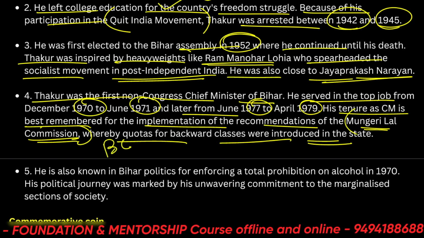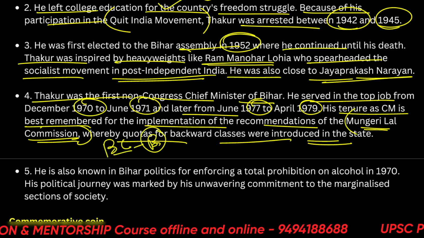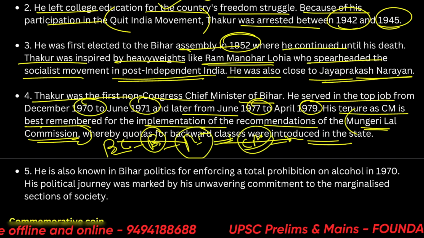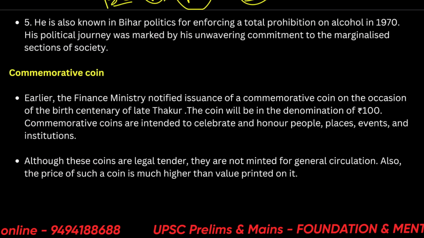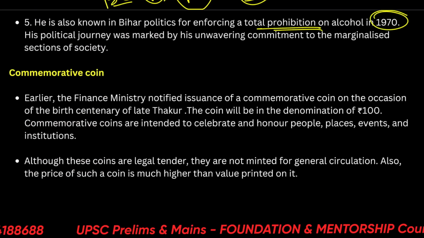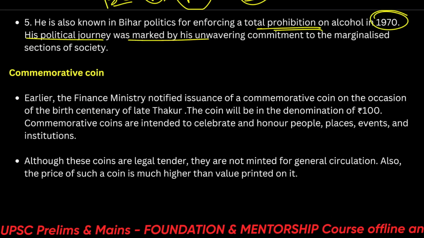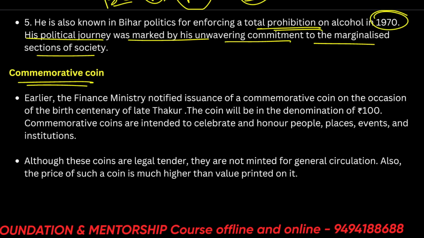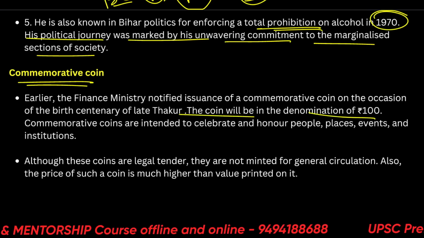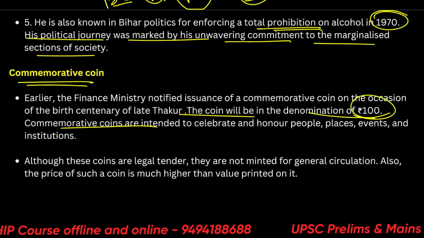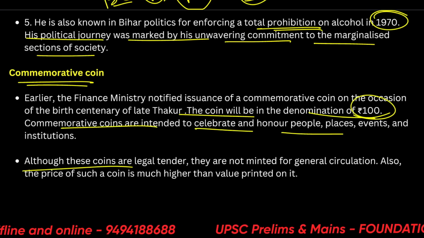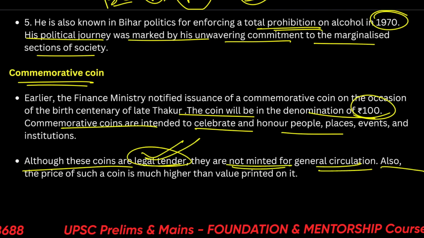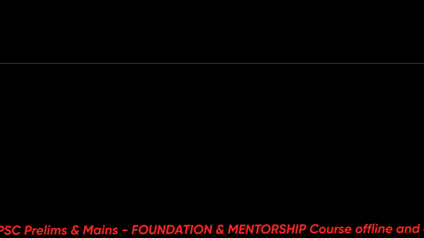So basically, BC quotas were introduced in Bihar by the Mungeri Lal Commission under the chief ministership of the late Karpuri Thakur. He was also known in Bihar politics for enforcing a total prohibition on alcohol in 1970. His political journey was marked by his unwavering commitment to the marginalized sections of society. A commemorative coin will also be released. The coin will be in the denomination of rupees 100. Commemorative coins are intended to celebrate and honor people. Although these coins are legal tender and can be used in the local market, they are not minted for general circulation. Also, the price of such a coin is much higher than the value printed on it.